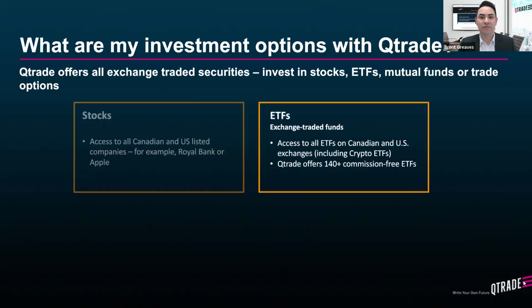Next, we'll cover exchange-traded funds, or ETFs. ETFs allow you to invest in a bundle of stocks or assets that track an index, like the S&P 500, or a sector like financials. Or you may choose to follow a specific theme or strategy. One of the more popular themes lately is artificial intelligence.